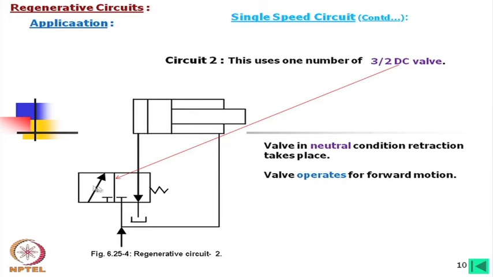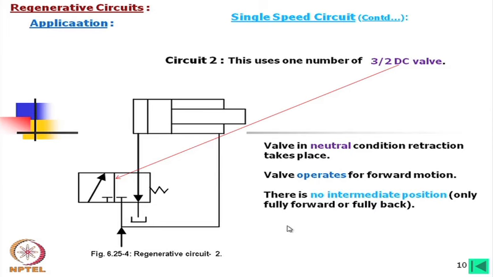Now, what do we do? We operate this to the other position. Then, there is no intermediate position, only full forward or full back. In that case, if it is in this position, then oil will go here and this oil will also be mixed. That means this has one regenerative and one return position. We do not have any other positions. In comparison to the first circuit, here we get only 2 possibilities, there is no third possibility.